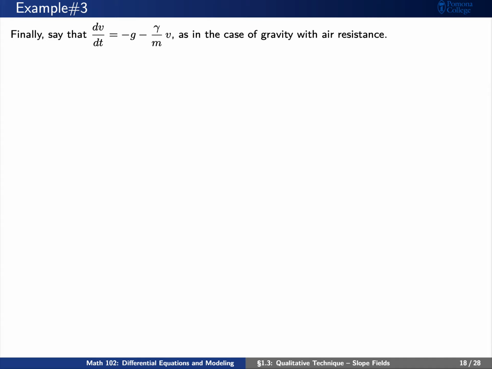Let's consider a third example. Let's say dv/dt equals negative g minus gamma over m times v. This is the case of gravity, but we want to keep track of drag coming from air resistance. Note that the slope will change as v changes. That is, if we take a look at the right-hand side of this expression, negative g minus gamma over m times v, this really is a function of v. So depending on where we have our velocity v, the slope dv/dt will be different.